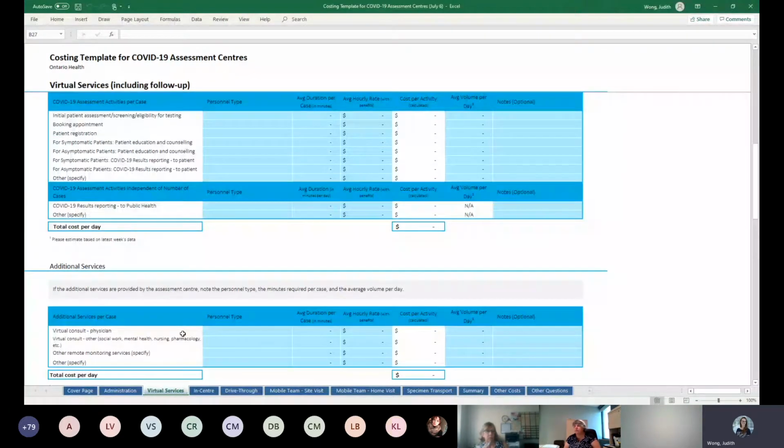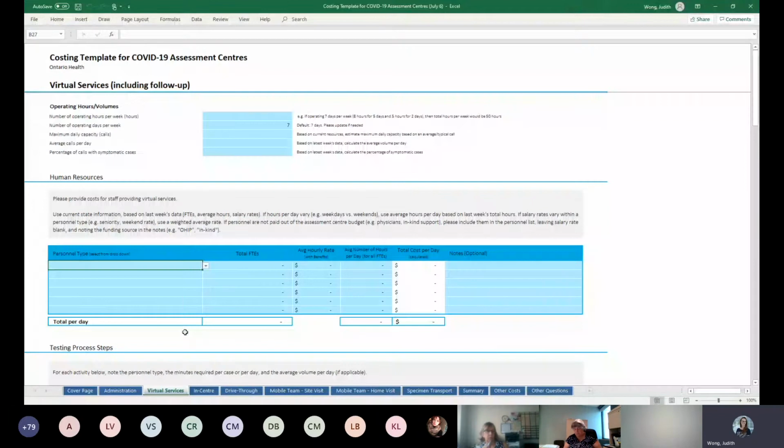Next is virtual services. So this tab, I would expect everyone to fill out this tab because it includes testing follow-up, which I anticipate would apply to every test center. There are a lot of other services on this tab that may or may not apply to your assessment center model. In all cases, across all tabs, if a particular service doesn't apply to you or doesn't apply to you under that model, you can just leave it blank.